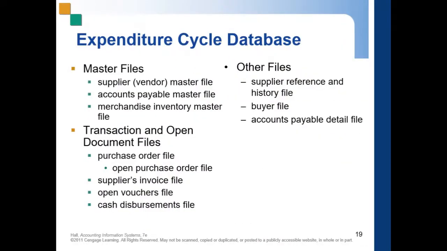Now we have here the expenditure cycle databases, the master files. So we can consider the following as our master files. We have the supplier vendor master file, accounts payable master file, merchandise inventory master file. And for our transaction and open files, we have the purchase order file or the open purchase order, supplier's invoice file, open vouchers file, cash disbursement files, and we have also our other files. So if we just refer to your data flow diagram, ma-identify ninyo kung asa ka itong mga files, diba? So kana.